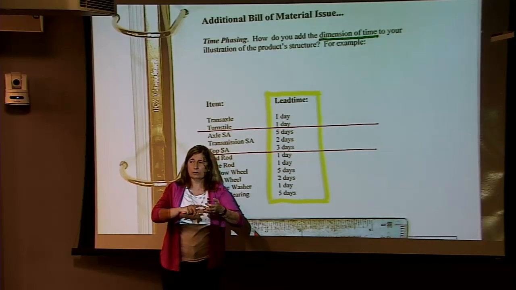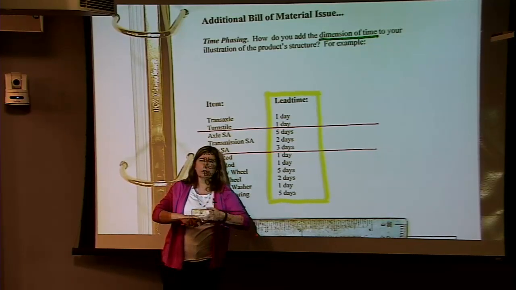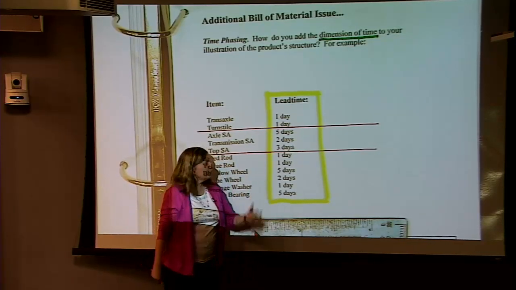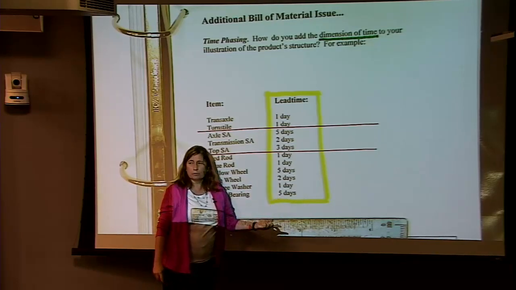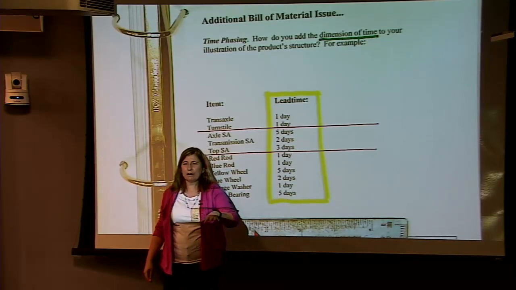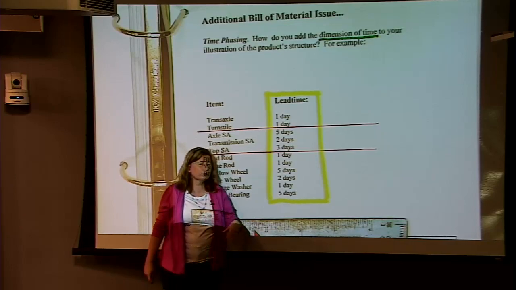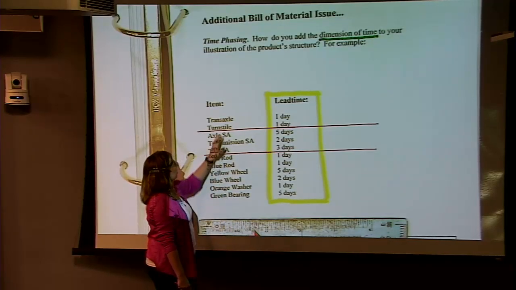The two yellow wheels, the red rod, and the green bearing. You see? Okay, so this is how you actually read lead time information in MRP. But this isn't the frightening part. Go back up to the transaxle.